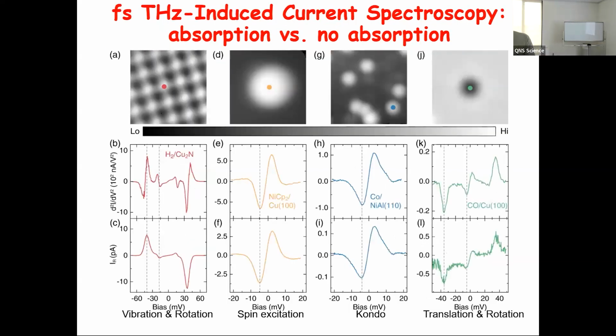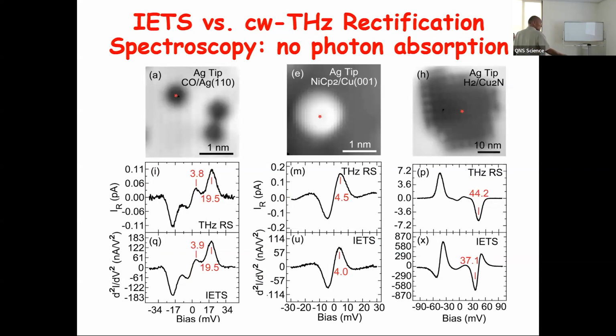In the case where there is absorption, this is analogous with the femtosecond. What do you know in the previous image that you have hydrogen? There's no block. Yes, so this is hydrogen because this peak here is due to the rotational excitation of hydrogen, J equals 1 to J equals 3, for para hydrogen on the H2. But in the image, you cannot really tell. You can tell from the IETS spectroscopy.